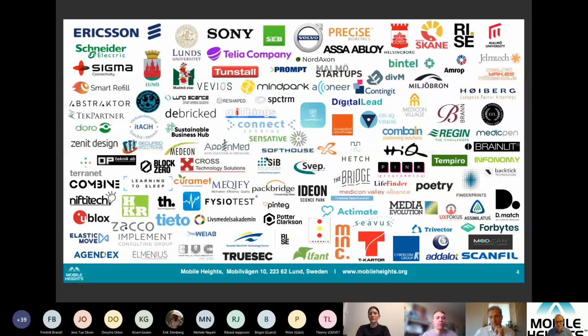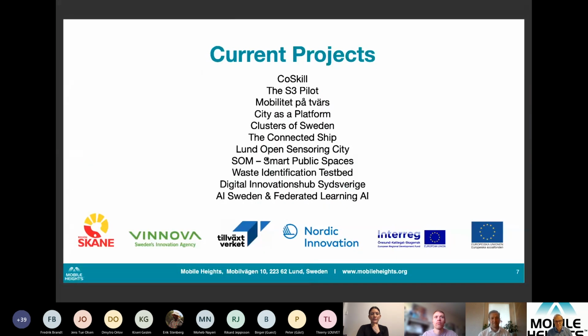And this is what I call the logo soup. It should be 125 logos here. As you can see, it's large companies as well as medium-sized companies, small companies, startups, as well as a host of municipalities and innovation system actors. We are doing a lot together with our members, and we also involve other parts of the cluster not formally members of Mobile Heights. You don't have to be a member of Mobile Heights to interact and work with Mobile Heights.